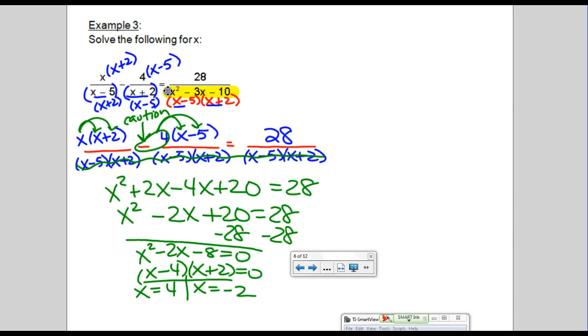If I plug a 4 into all the denominators, I do not get a value of 0. So this is good. -2, though, I have a problem. If I plug -2 into this denominator, I will get a value of 0, which means that there is a problem with that answer. That is going to be a reject because it causes a 0 denominator in the original problem. So therefore, we only have one answer, and it's 4.